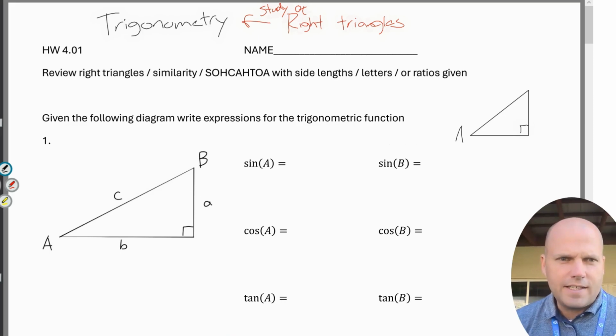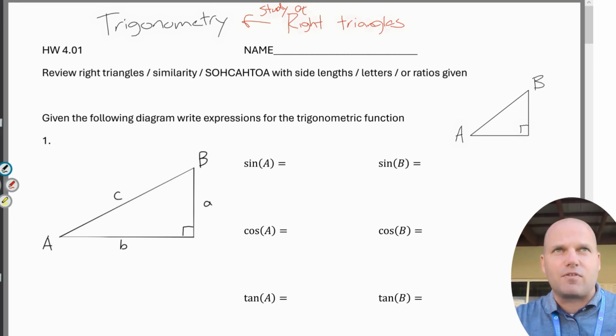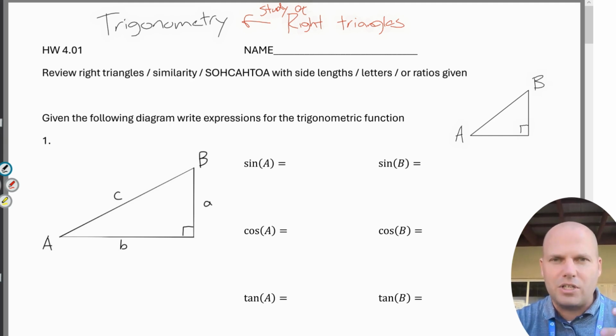So the idea that we have going on from last unit is the concept of scaling things. All we're going to be doing here is scaling right triangles.